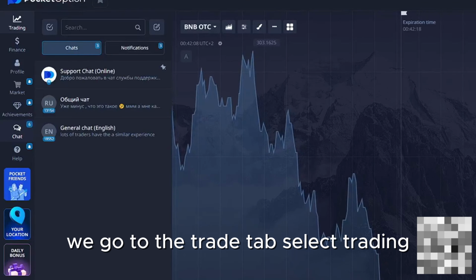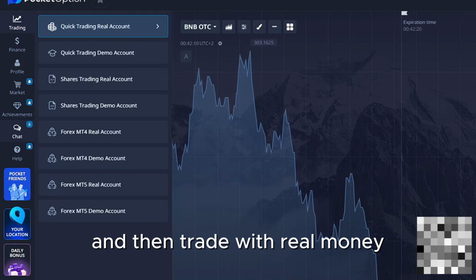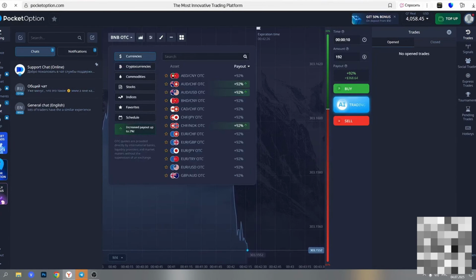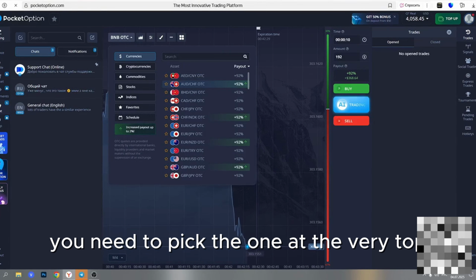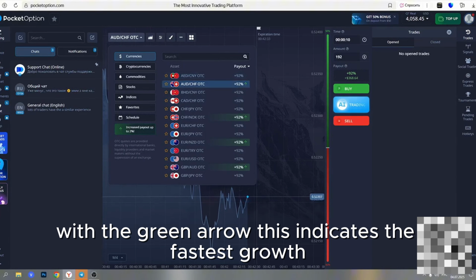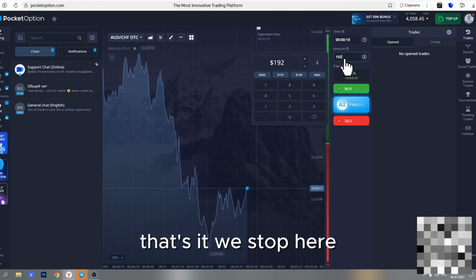We go to the Trade tab, select Trading and then Trade with Real Money. After that, we choose a currency pair. You need to pick the one at the very top with the green arrow. This indicates the fastest growth. That's it, we stop here.